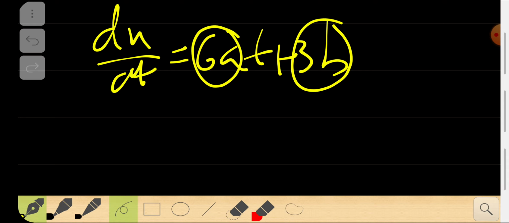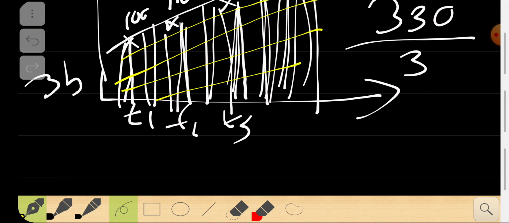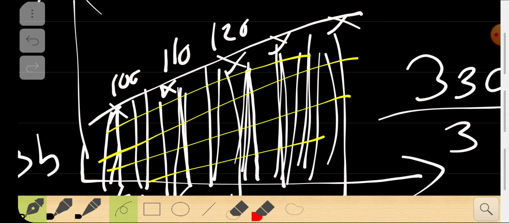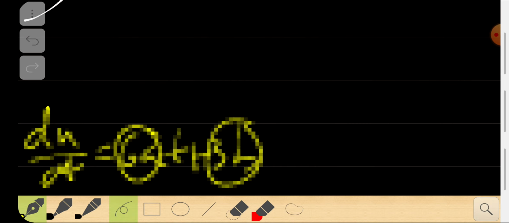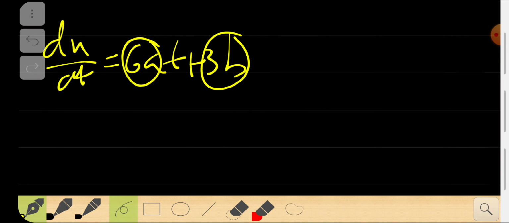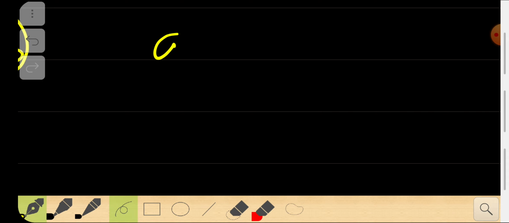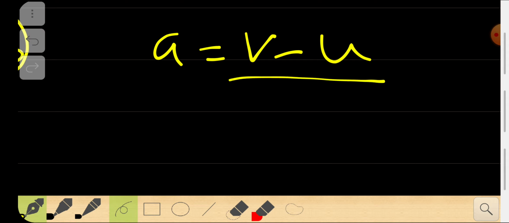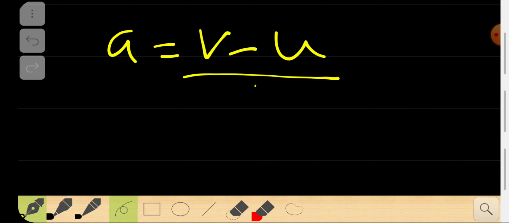Now if you remember the time rate of change, if you look at the same curve, you can find the time rate of change of velocity, which is called the acceleration. So you can do the same thing, that is acceleration is equal to v minus u, or v2 minus v1, depending upon your choice, by t or delta t. It will look like that.